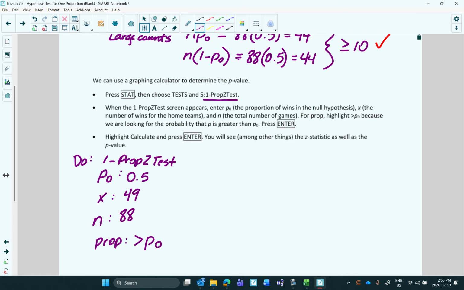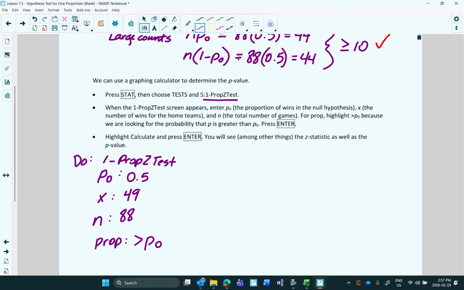And when you punch all that in, color doesn't matter. That's if you wanted to graph it. So I got 49, 88, greater than, and we want to calculate.